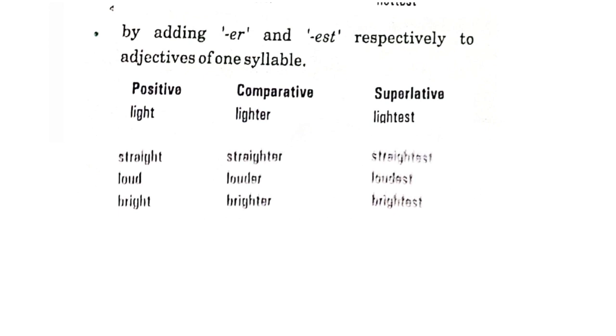In these kinds of adjectives, we will simply add ER and EST to form comparative and superlative forms. Light will become lighter, lightest. Straight, straighter, straightest. Loud, louder, loudest. Bright, brighter, brightest.